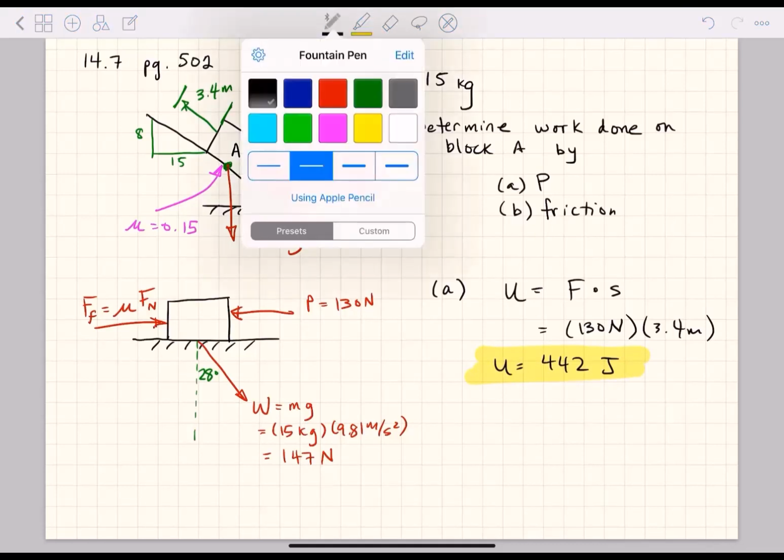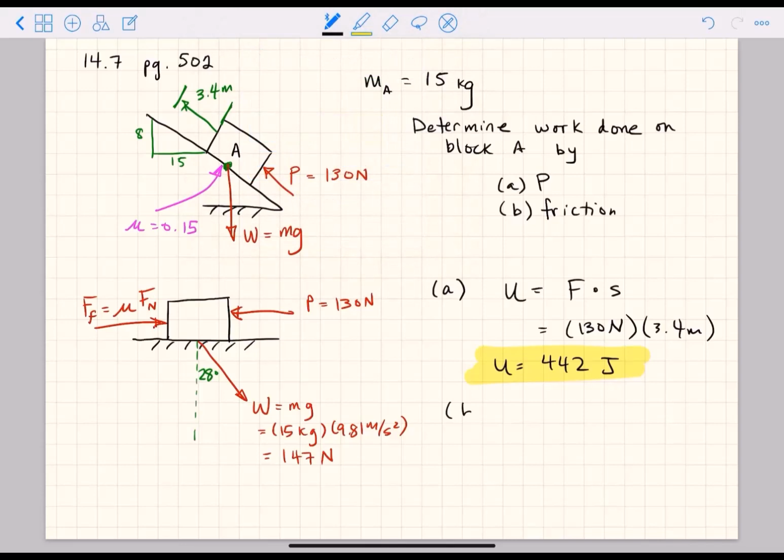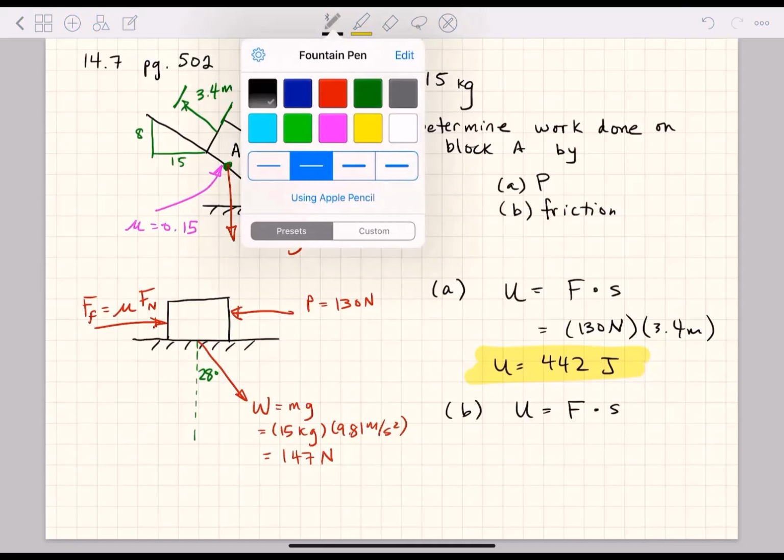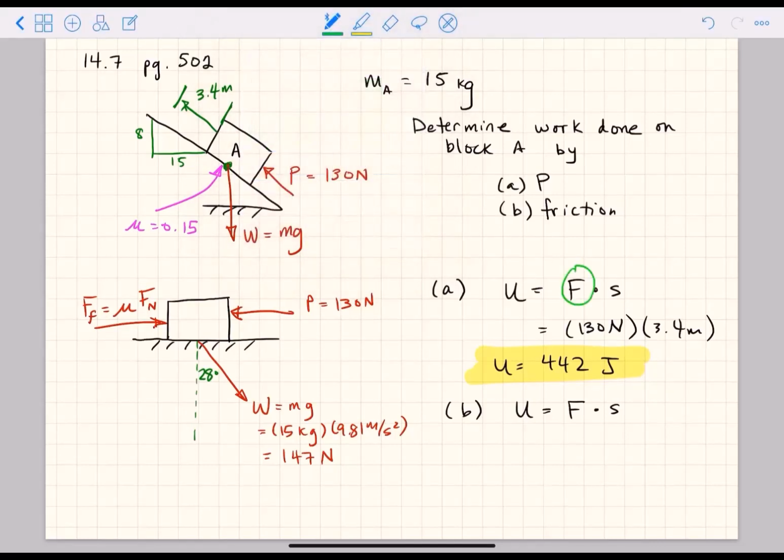For part B, same equation, right? U is equal to F times S, but what are we putting in for F? So in the first one, I said that this F is P. That's what they wanted to know. So this F now is going to be the force of friction.